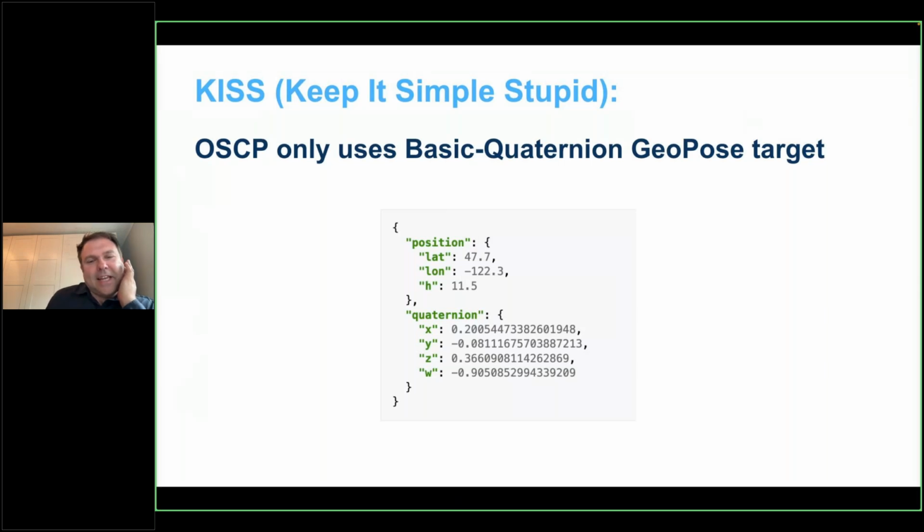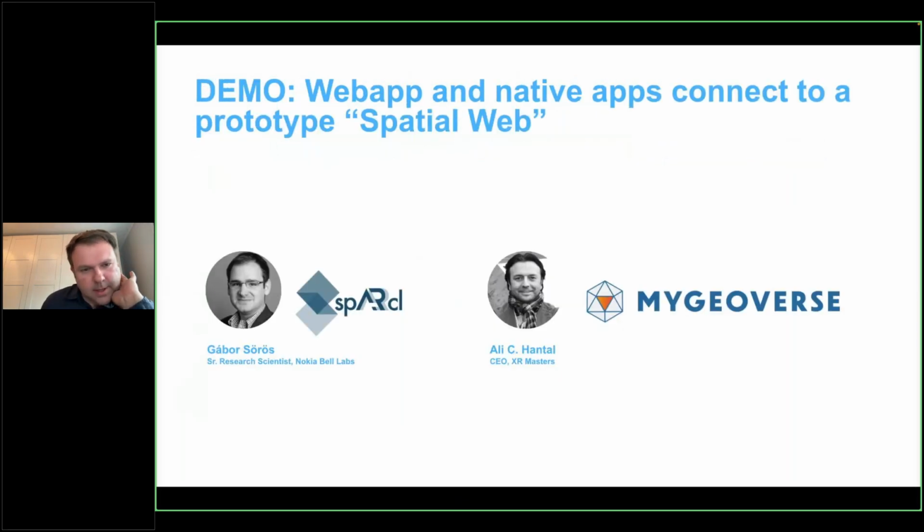Yeah, and those of you who have read the standard might know that there are 8 encoding targets. We wanted to make this platform of ours very easy to use, so we're keeping it simple. So we actually only use the basic quaternion GeoPose targets in our platform. So over to our friends.